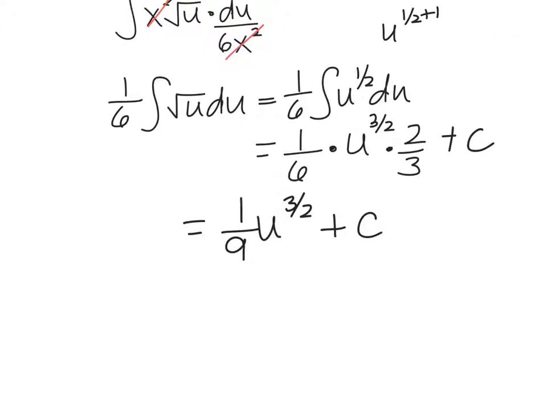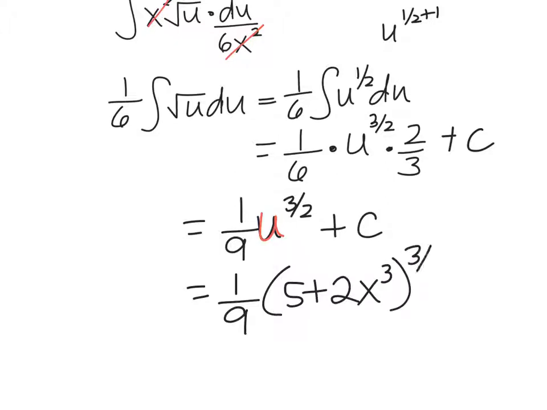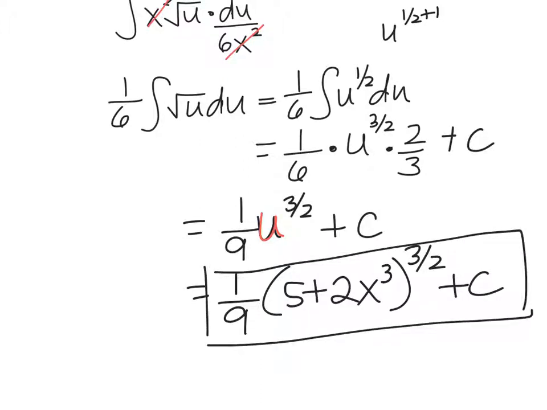And then finally, last step, go back to what you had u equal to and substitute that back in. So we got to find out what u was. So we get 1/9, and u was 5 plus 2x cubed, and this is to the 3/2 plus C. Yep, that's your answer. Beautiful.